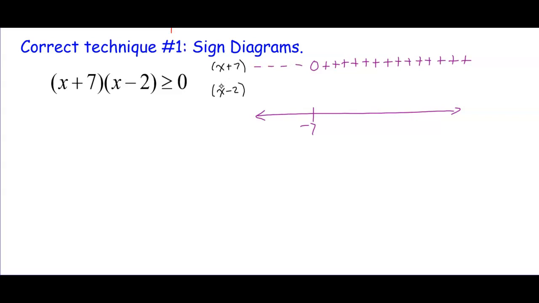Do a similar diagram for x minus 2. At 2, it comes out exactly 0. If you plug in something bigger than 2, it comes out positive. If you plug in something less than 2, it comes out negative. And that's the sign diagram you would have for x minus 2.